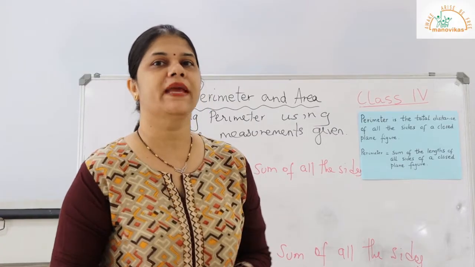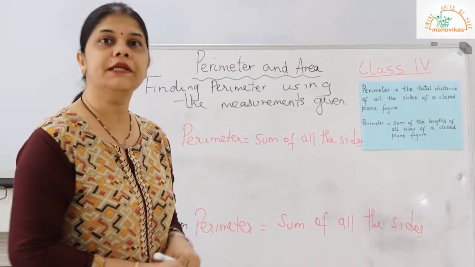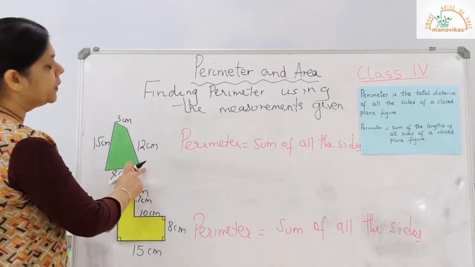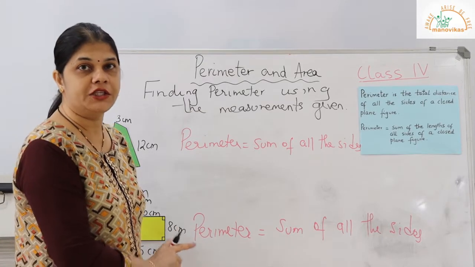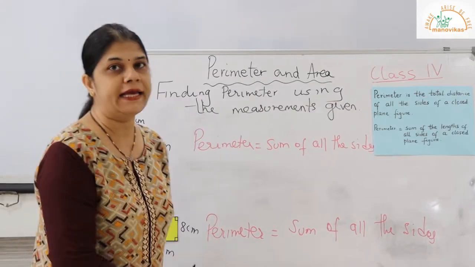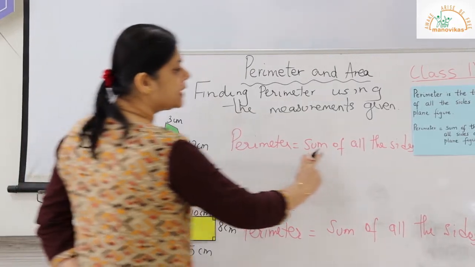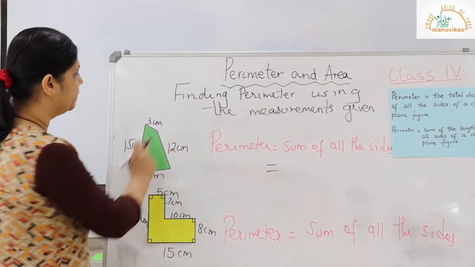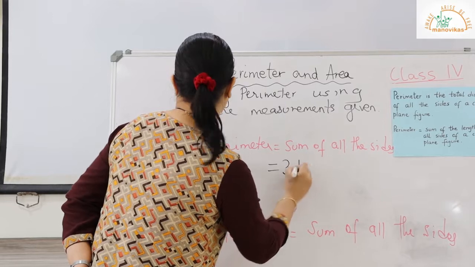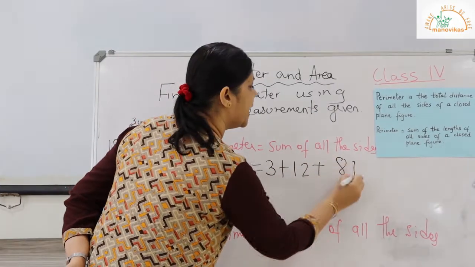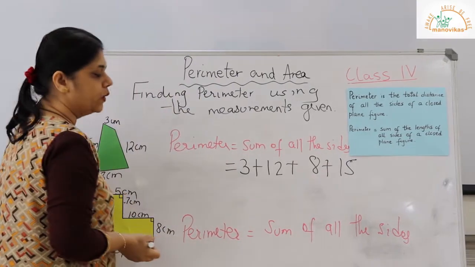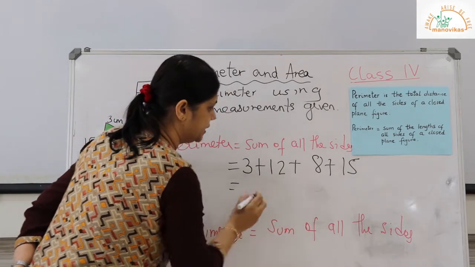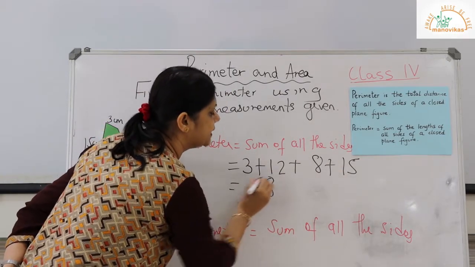Now we will see some examples of how to find the perimeter of the given shapes when their measurements are given. Look at this shape here. To find the perimeter of this figure or shape, you need to add all the sides which are given. Now, perimeter is the sum of all the sides. So, let us add all the sides which are given here. See here is 3 centimeters plus 12 plus 8 plus 15. Okay. So, now add 12, 13, 14, 15. 15 plus 15 is 30, right? And 30 plus 8 is 38.